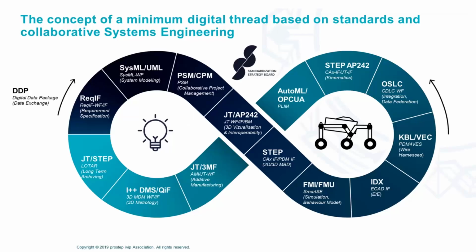ProStep IVIP Association is also interested in providing different standards that can be utilized throughout the product lifecycle. And so they might be more domain specific, but being able to bridge the different domains and vendor-to-vendor integration using formats. And that could be with requirements with ReqIF in the beginning, system modeling, UML, JT or AP242 STEP data, other STEP 10303 data, IDX, OSLC for link data and federation, as well as long-term archiving and additive manufacturing type standards.